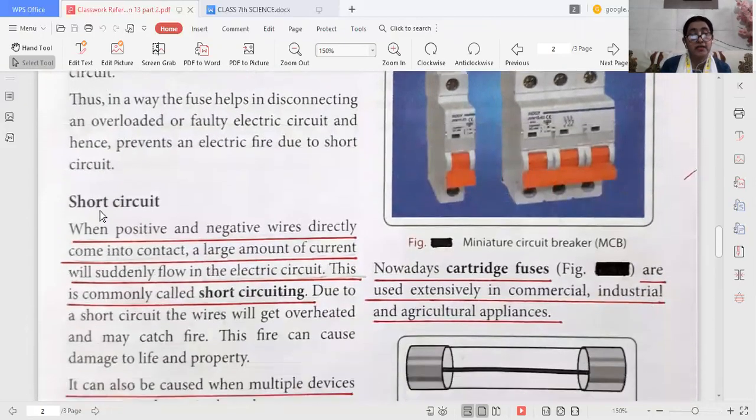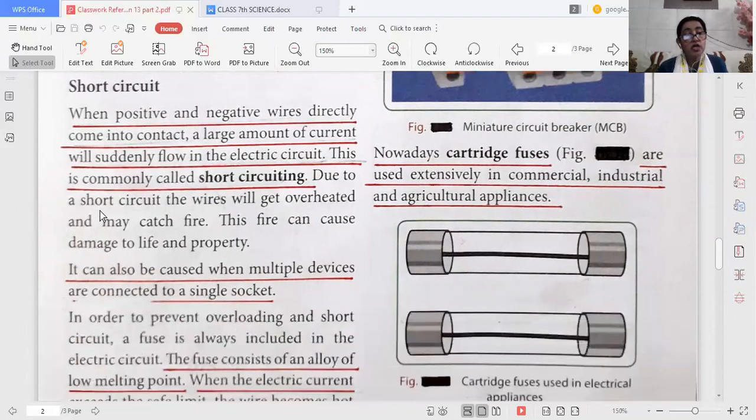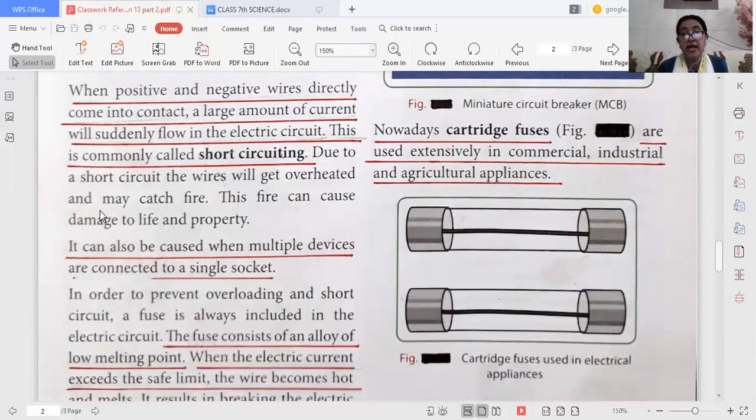Now, what is a short circuit? When positive and negative wires directly come in contact, a large amount of current will suddenly flow in the electric circuit, and this is commonly called short circuiting. Due to the short circuit, the wires will get overheated and sometimes they catch fire also. And this fire can cause damage to life as well as property. It can also be caused when multiple devices connected to a single socket are used. At that time also a short circuit can take place.